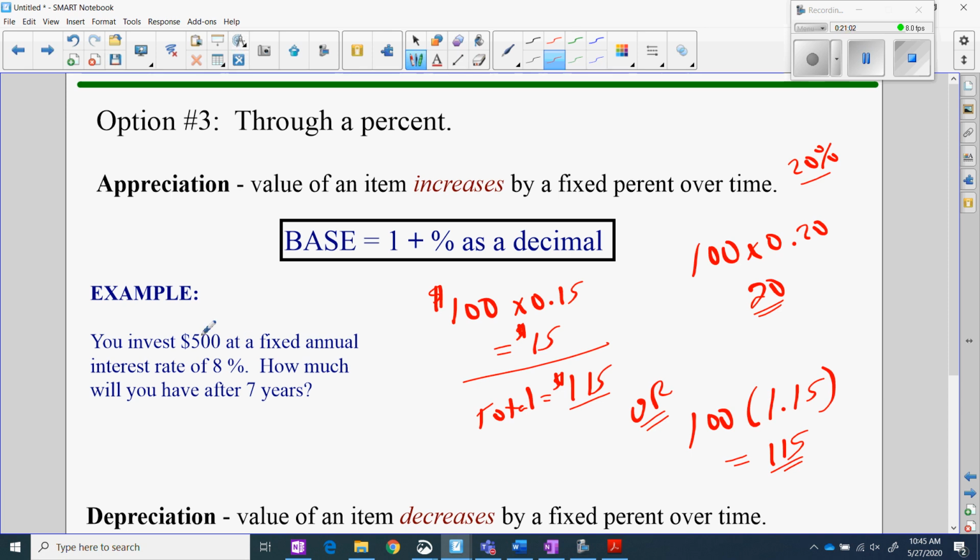So for example here, I've got $500. We're going to invest it at a fixed annual rate of 8%. How much will you have after 7 years? So every year you're going to gain 8%. This is what you're starting with.